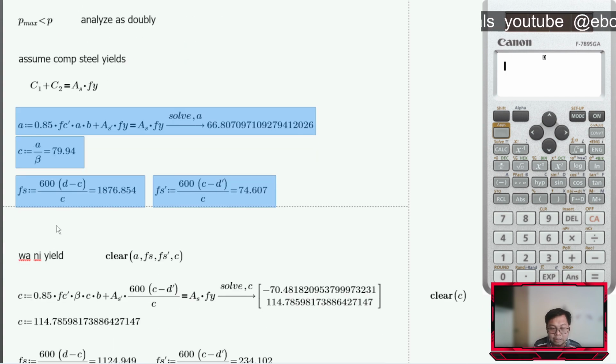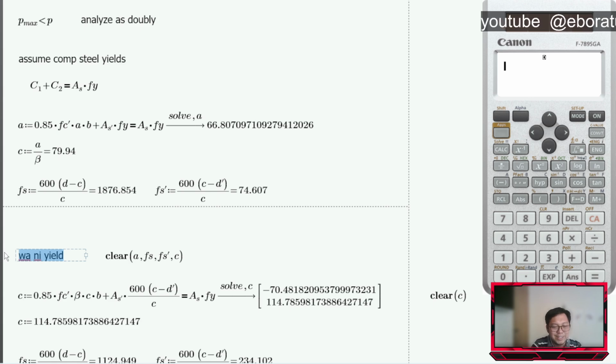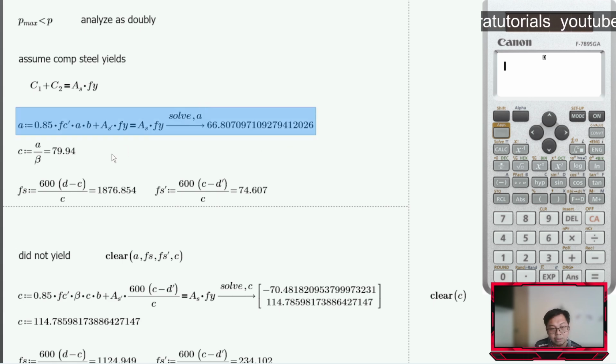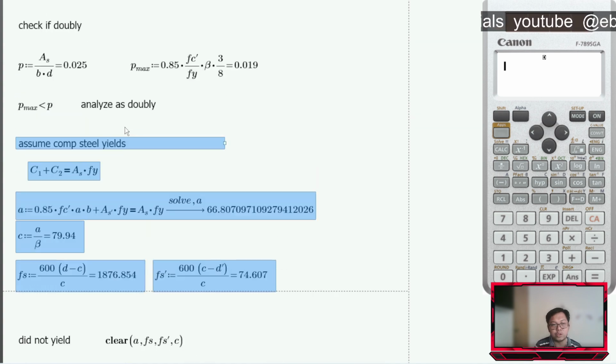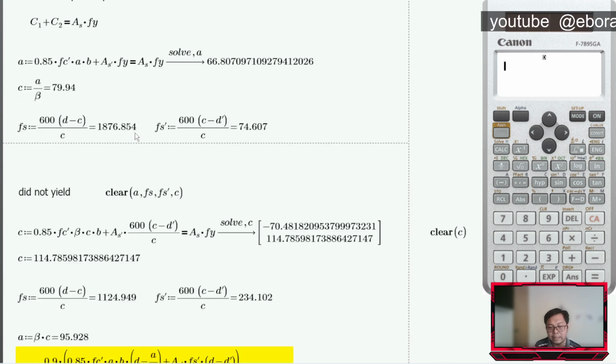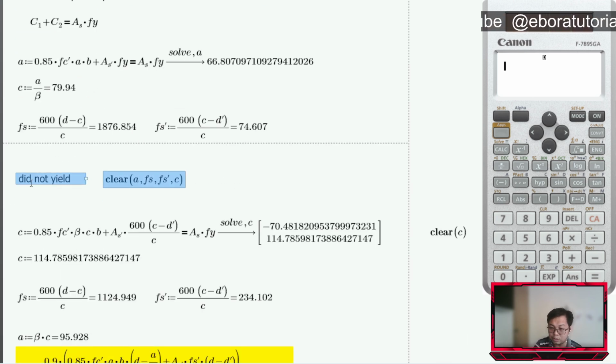So, hindi pala nag-yield. Sorry, did not yield. Okay. Once na hindi yan nag-yield, kalimutan nyo lahat ng value ng A. Ibig sabihin, mali ito, mali yan lahat, maliban dito, of course, sa first try. Kaya tingnan nyo sa software ko, kinalimutan ko lahat. Bakit? Kasi, yun nga, mali yung equation mo.